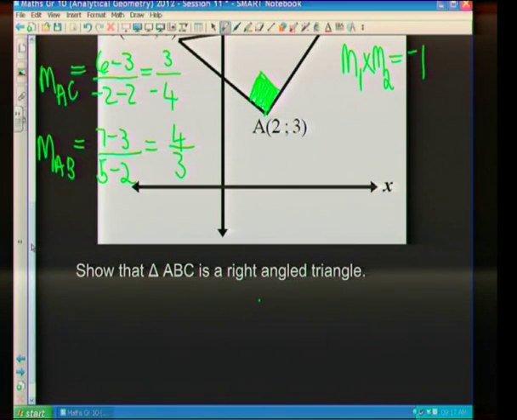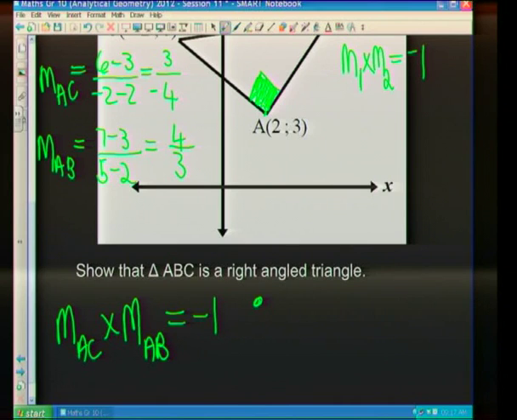Now, guys, it isn't just good enough to calculate the two gradients. You can't just do that. You've now got to come to some sort of a conclusion. That's one more mark. So I'm going to write the gradient of AC times the gradient of AB is equal to minus 1. Therefore, angle A is 90 degrees. And that would be absolutely sufficient.